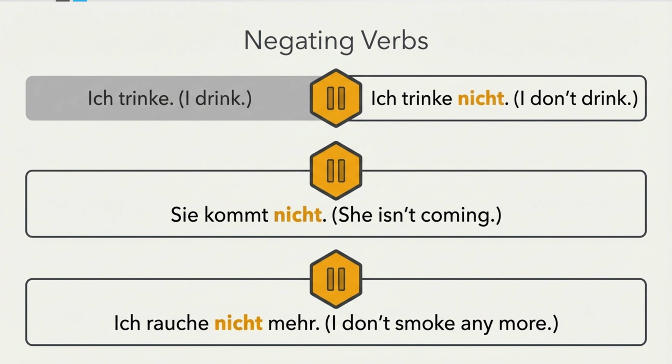With verbs, nicht follows the action. For example, I drink is ich trinke, but I do not drink is ich trinke nicht. Similarly, she isn't coming is sie kommt nicht. Another example, I don't smoke anymore becomes Ich rauche nicht mehr. Note that German does not use a word for do in these negative sentences.